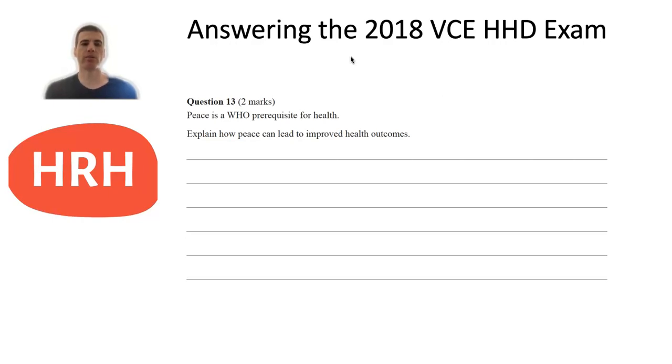So it does look simple, but even under 50% of the state was able to achieve full marks for this question. A couple of things to note: they were focusing on peace. So in your answer, you need to make sure that you didn't focus on conflict, you were focusing on the peaceful nature of an environment, and they're asking you to link it to improved health outcomes.